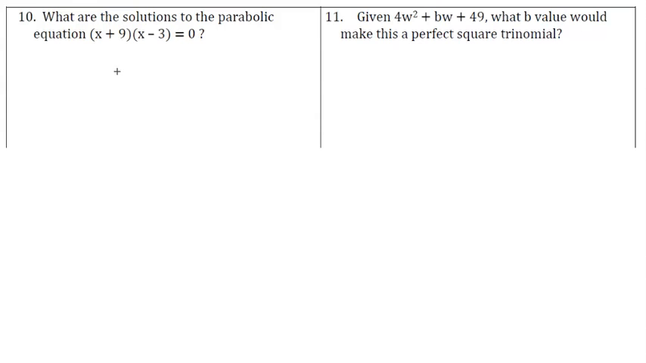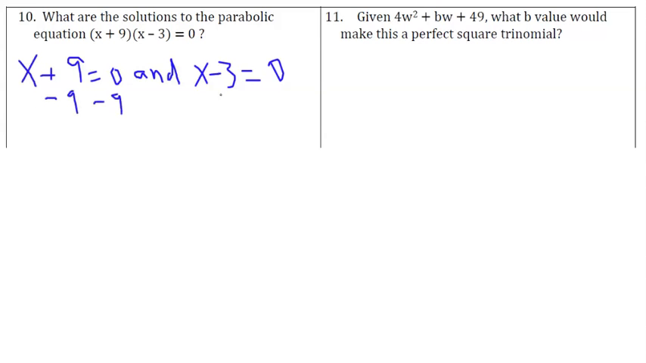Number 10. What are the solutions to the parabolic equation x plus 9 times x minus 3 equals 0? This was really easy. It's already factored. You just use the zero product property to solve for each root. So we have x plus 9 equals 0, or x minus 3 equals 0. Solve for x for both of these. Subtract 9, add 3.